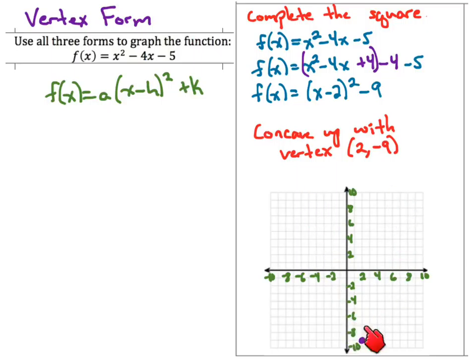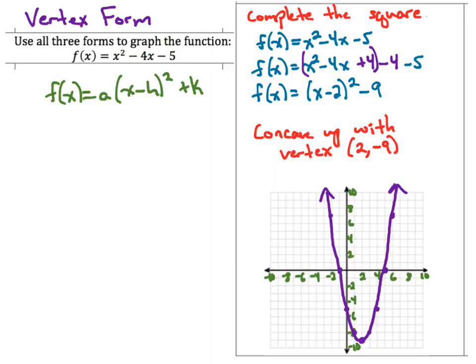Well, I know that it's going to open up, but that's not a lot. So I'm going to have to use my pattern. Over 1, up 1, over 1, up 3, over 1, up 5, however many, to be however accurate you need to be, and then I can graph my parabola.